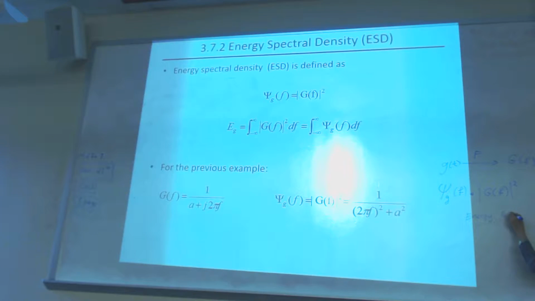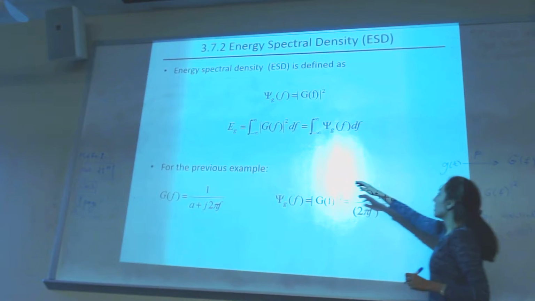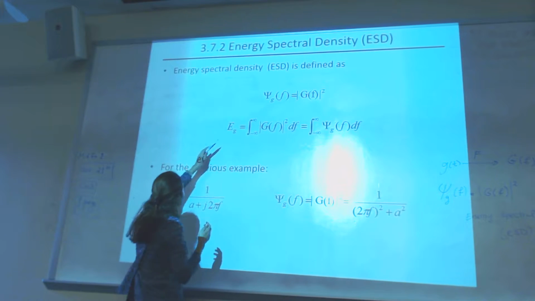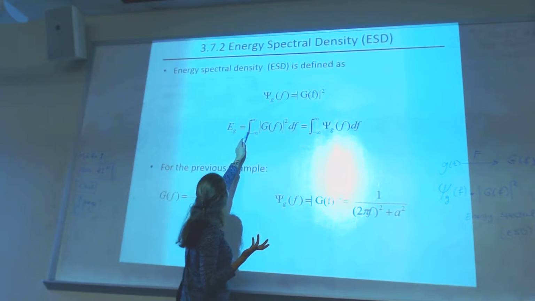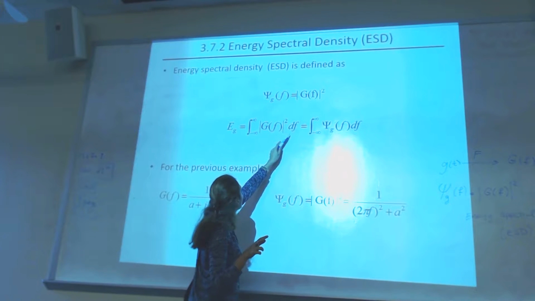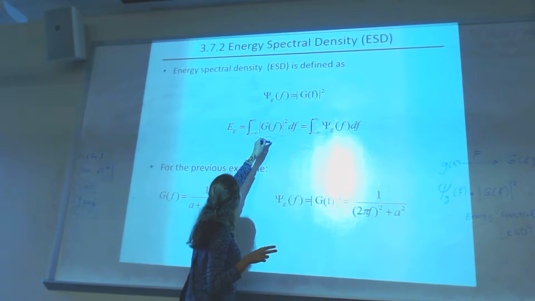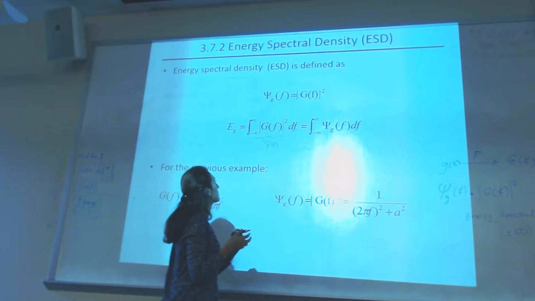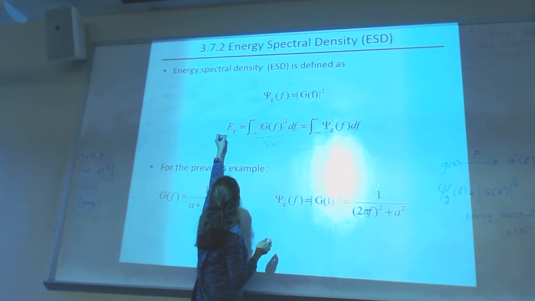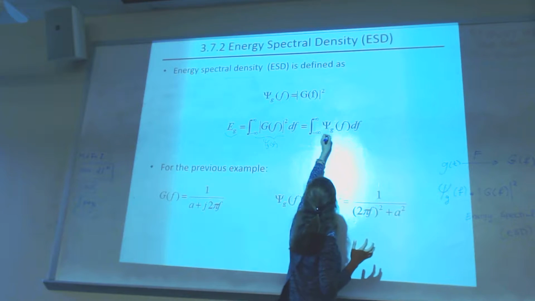Energy spectral density, ESD. So just the square of the magnitude of G. Now, by the definition of E_g, we saw in Parseval's theorem that it's the integral of the magnitude of G(f) squared df. And this part is the density. So basically, this is the whole energy, and this is the density of the energy.